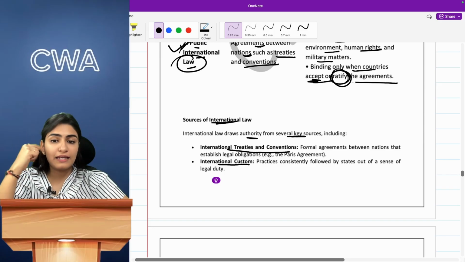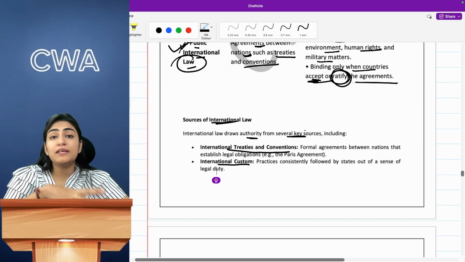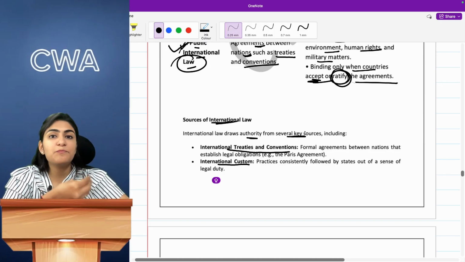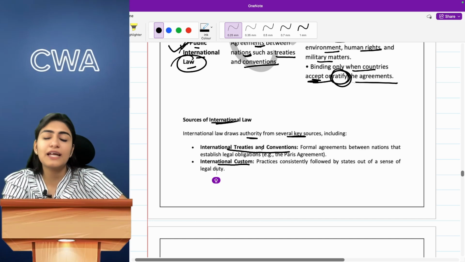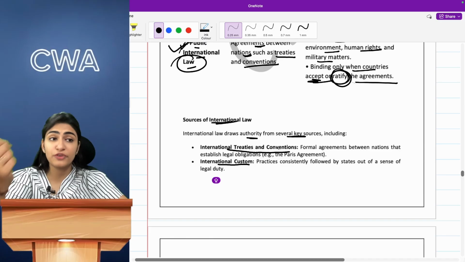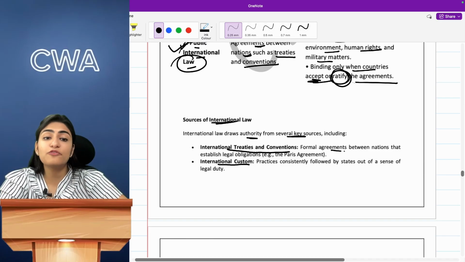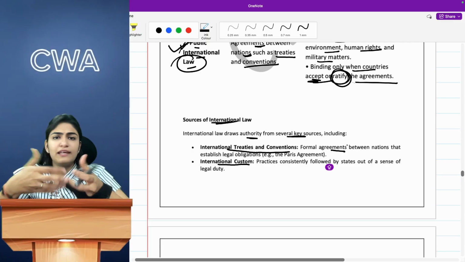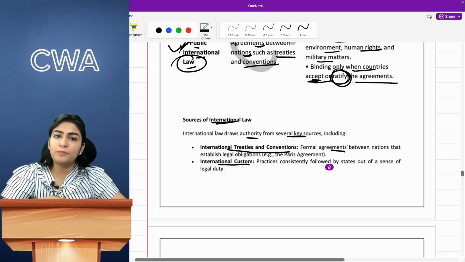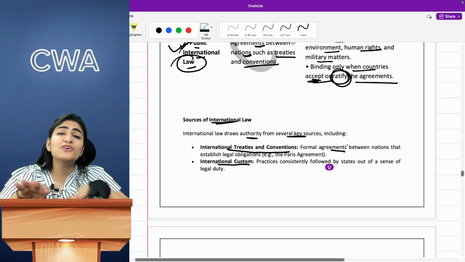That means, let's say, if my country is making any private international law, my country is looking at international treaties, how these treaties are working, which are formal agreements between nations, and then based on those treaties, I might decide to make a particular law also, so that we are on the same page.